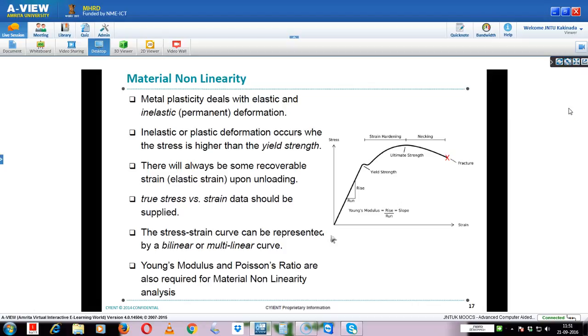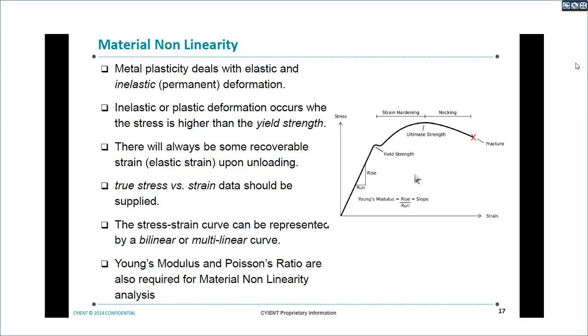Coming to more on material nonlinearity, metal plasticity deals with elastic and inelastic deformation. Inelastic or plastic deformation occurs when the stress is higher than the yield strength. So when you try to apply load and stresses are above the yield strength, we will get a plastic deformation.